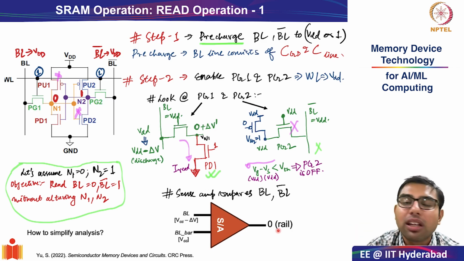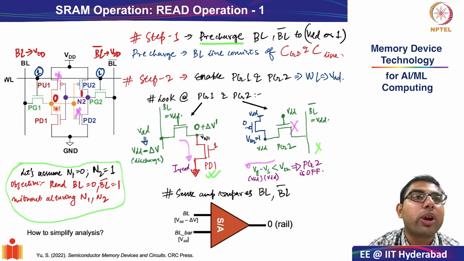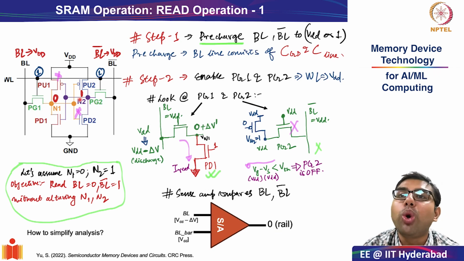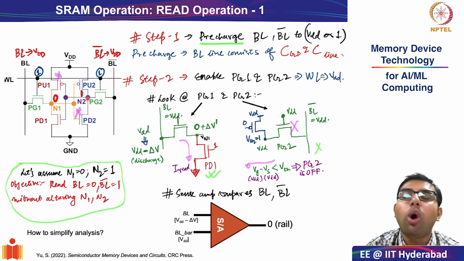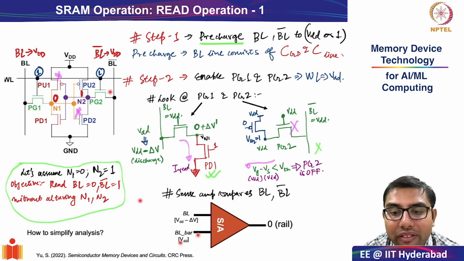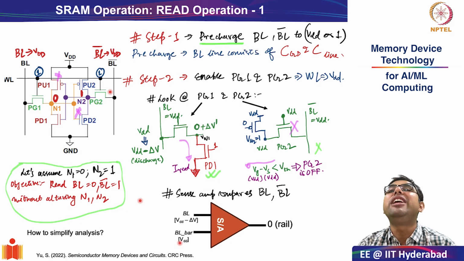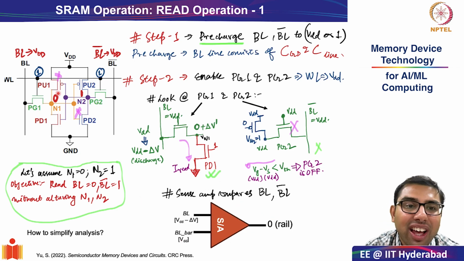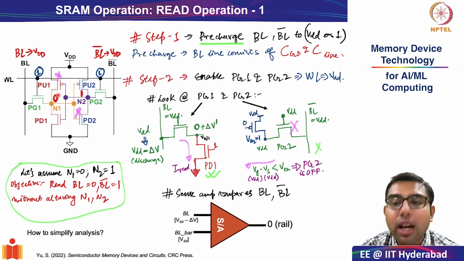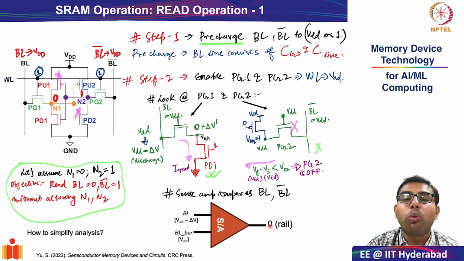In the opposite case, if 1 was stored in storage node 1 and 0 in storage node 2, which will be the transistors which will be active? It will be, of course, PD2 and PG2, just symmetric. It will be PG2 and PD2 if there was 0 on N2 and on N1 you had 1, right? And then what would have happened is bit line bar would have become VDD minus delta V, okay, in that scenario. And your sense amplifier would have read that your N1 has the value 1 and it would have pinned the value to 1 rail. Okay, the output would have become 1 rail.